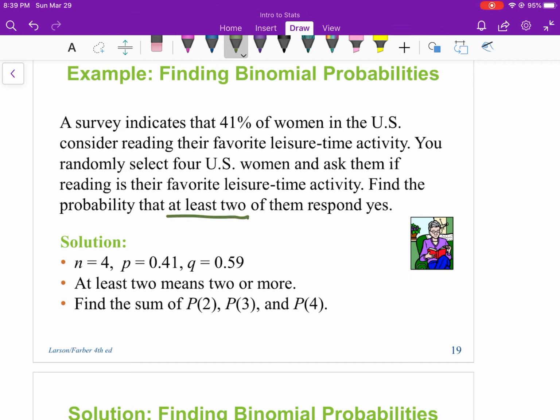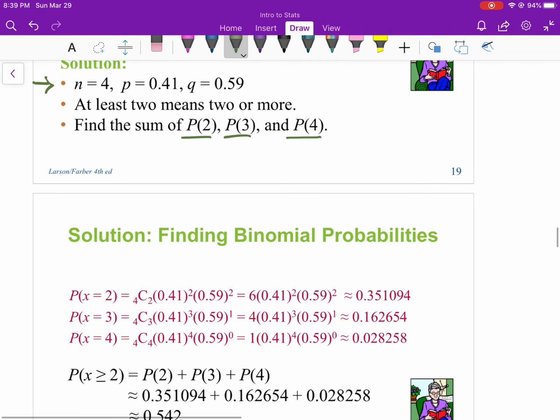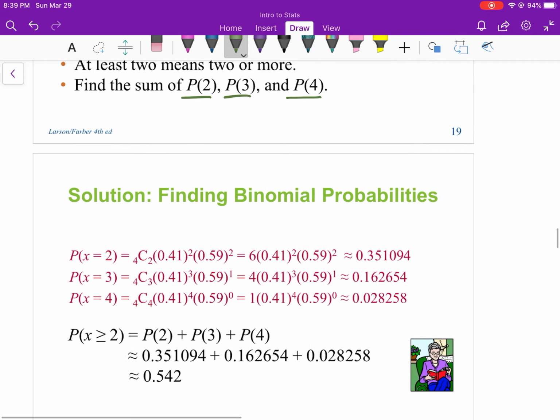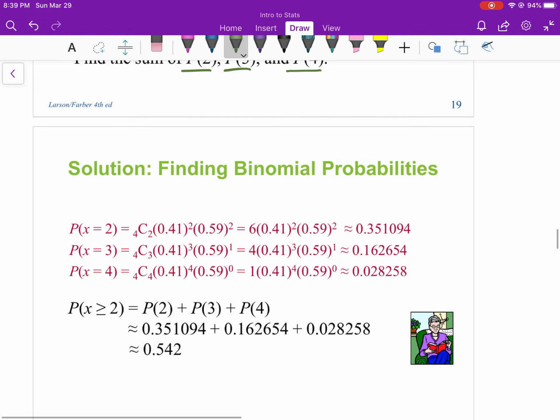Now what you have to watch for, once you've got your n, p, and q lined out, is that at least 2 means 2 or more. So you have 4 women that you selected. We want to know if 2 or more like reading as their favorite leisure time activity. So we're going to add P of 2, P of 3, and P of 4 together. And so they've done that for 2, 3, and 4. So they're using the formula 3 times. Then they're adding those together. This is the final response.